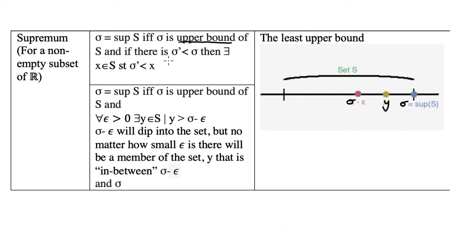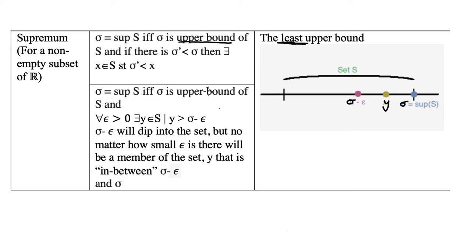Before that, let's define what the upper bound is. The upper bound of a set must be greater than or equal to every single element in the set. And to be the supremum, it must be the lowest element which does this. It has to be the lowest number, if you like, that is bigger than or equal to every element in the set. The first definition doesn't really correspond to the diagram. In fact, the second definition is what corresponds to the diagram here.